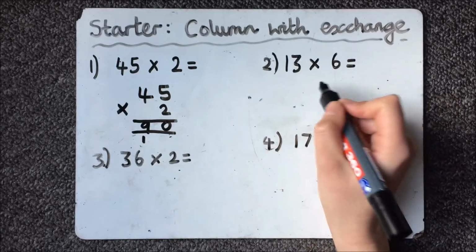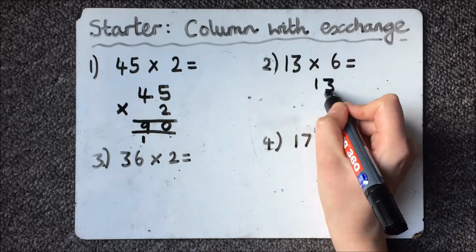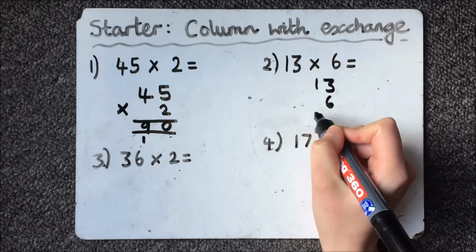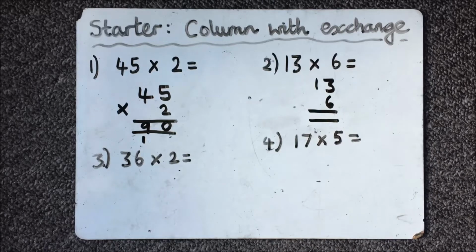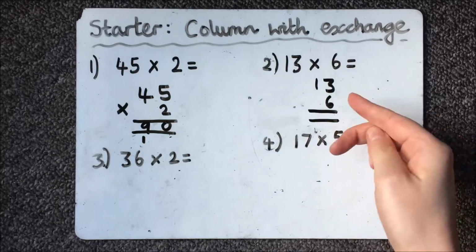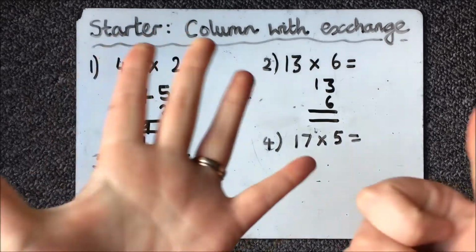Ready? 13 times 6, 13. 6 goes underneath the 3 as they're both ones. Let's do 3 times 6. I don't know my 6 times tables yet. If you do, fantastic, you can do 3 times 6. If you don't, what can you do? That's right, with times tables you can switch them around. So I'm just going to do 6 times 3.